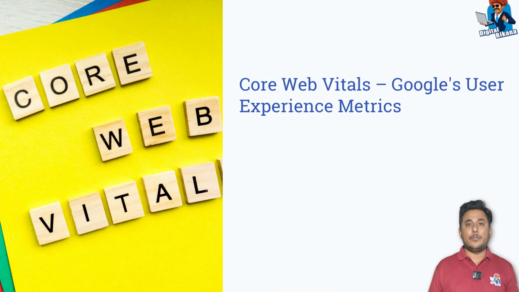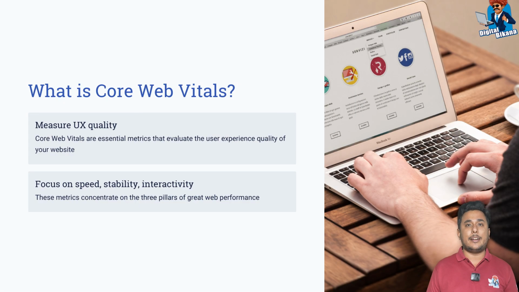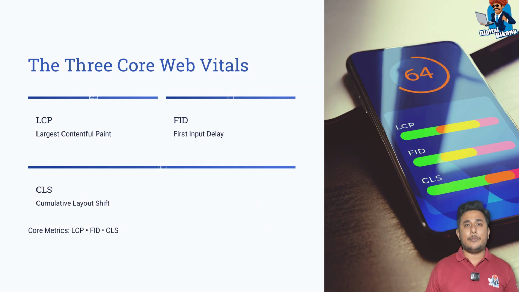Welcome. In this video, we will explore Core Web Vitals, Google's set of metrics that measure how users experience your website. These are crucial for SEO and rankings. Core Web Vitals are page experience signals that focus on loading speed, interactivity, and visual stability. They show how user-friendly your site feels in real life. There are three main Core Web Vitals.